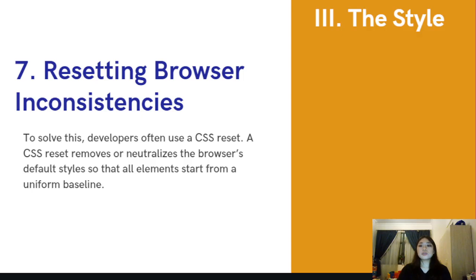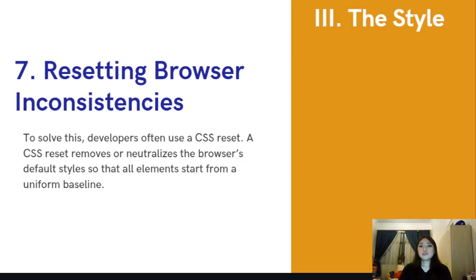Following this is resetting browser inconsistencies. Every web browser, such as Chrome, Firefox, Safari, and Edge, comes with its own set of default CSS styles. These built-in styles affect elements like headings, paragraphs, lists, and margins because each browser applies slightly different defaults. A web page may look inconsistent when viewed across multiple platforms. So to solve this, developers often use a CSS reset.